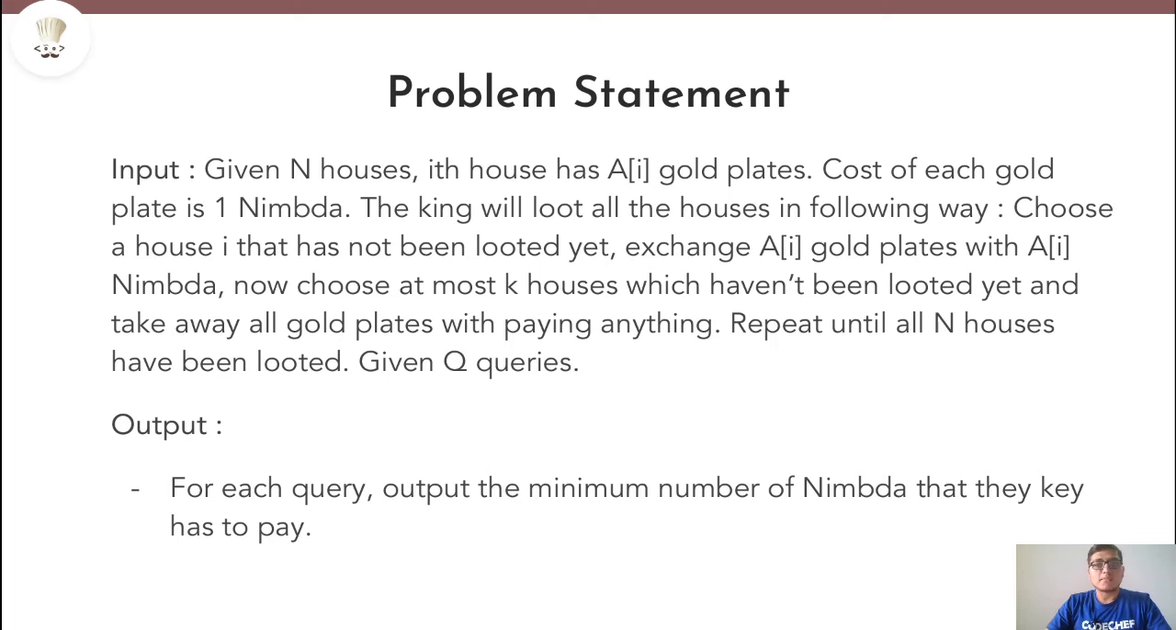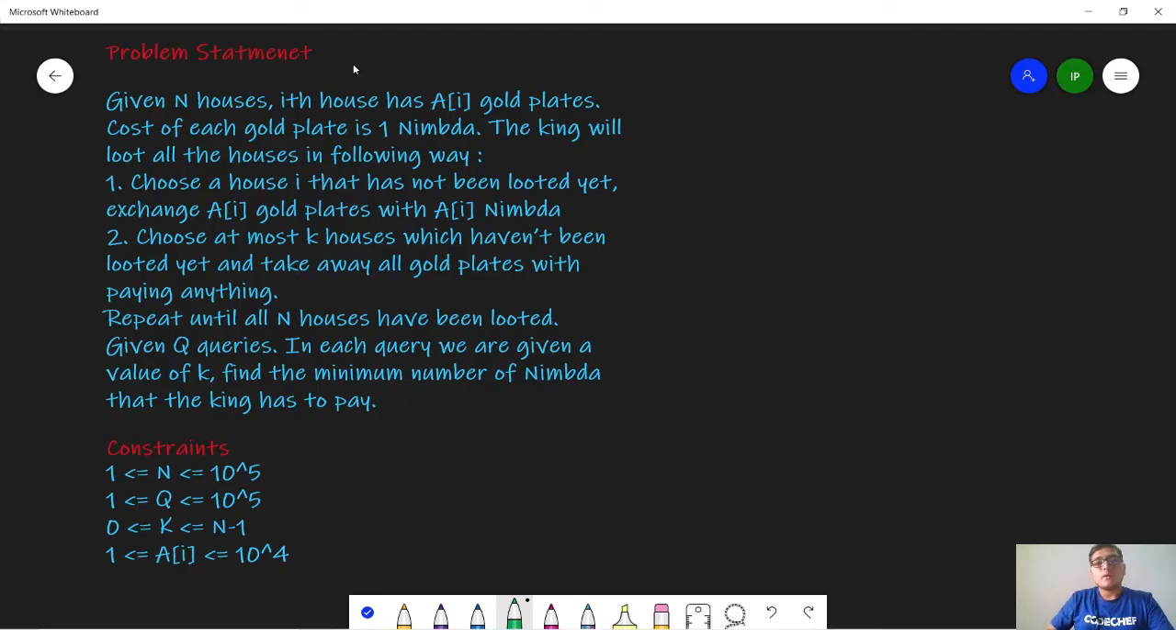With this, let's begin. In this problem, we are given a king named Bhallaladeva. We are also given n houses in a city where the ith house has ai gold plates. For example, the first house has A1 gold plates, the second has A2. Similarly, the nth house has AN gold plates. We are given that the cost of each gold plate is 1 nimda. Nimda is a currency that is used in this city. So, 1 gold plate is equal to 1 nimda.